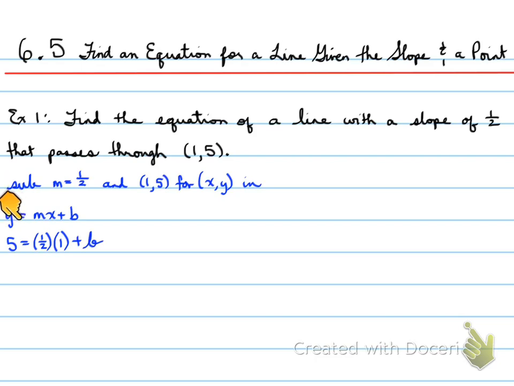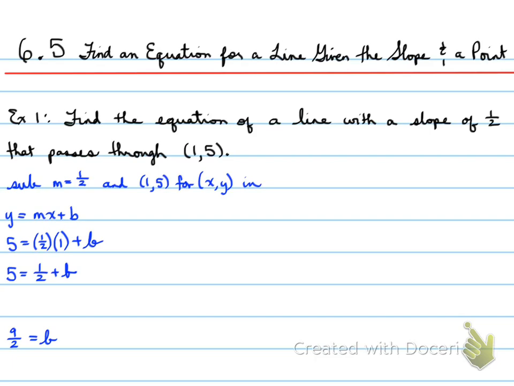Again, for the y value we substitute 5, so 5 equals m, which is 1/2, times x, which is 1, plus b, which is what we're looking for. So what do we get? We get 5 is equal to 1/2 plus b. Now we need to find b by itself. To do that, we move the 1/2 to the other side. 5 minus 1/2 will give us 9/2.